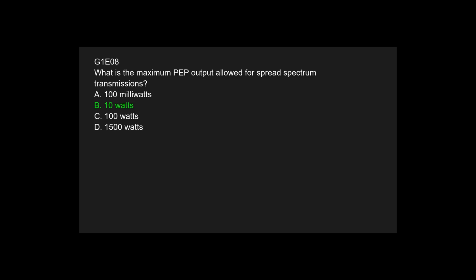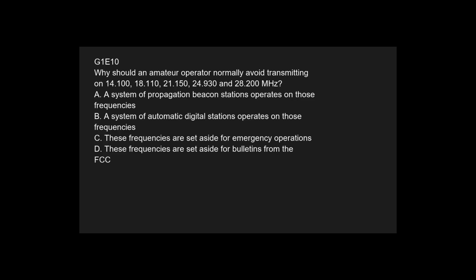The correct answer is B. 10 watts. Question: why should an amateur operator normally avoid transmitting on 14.100, 18.110, 21.150, 24.930, and 28.200 MHz? The correct answer is A. A system of propagation beacon stations operates on those frequencies.